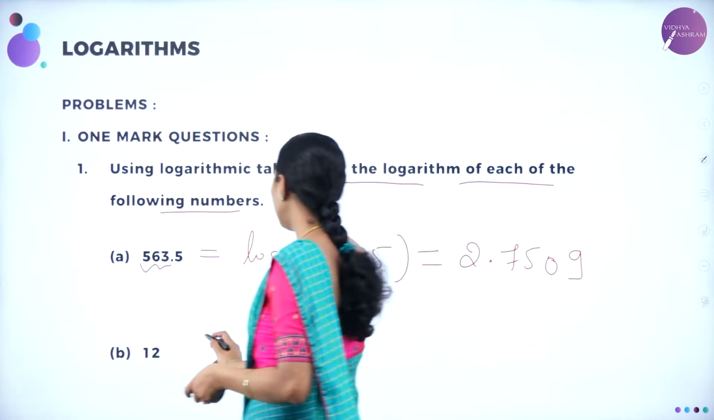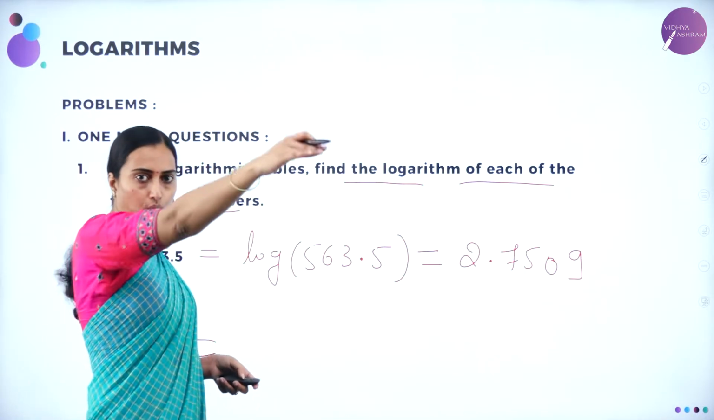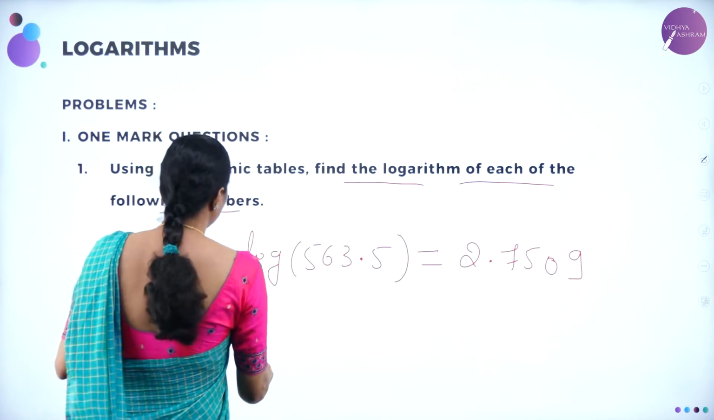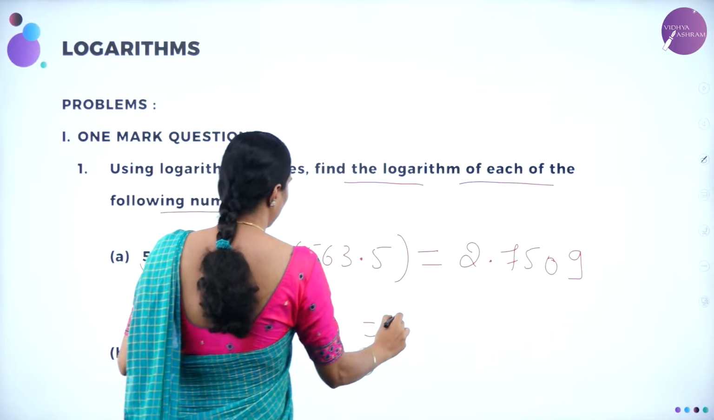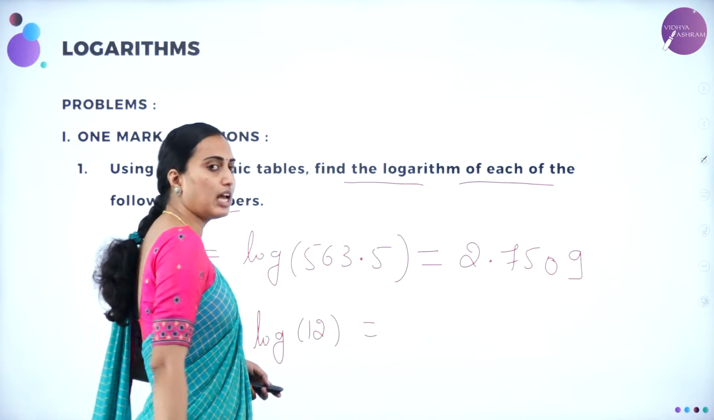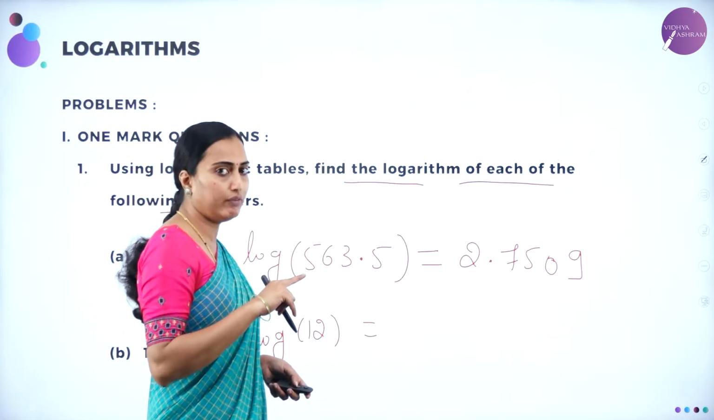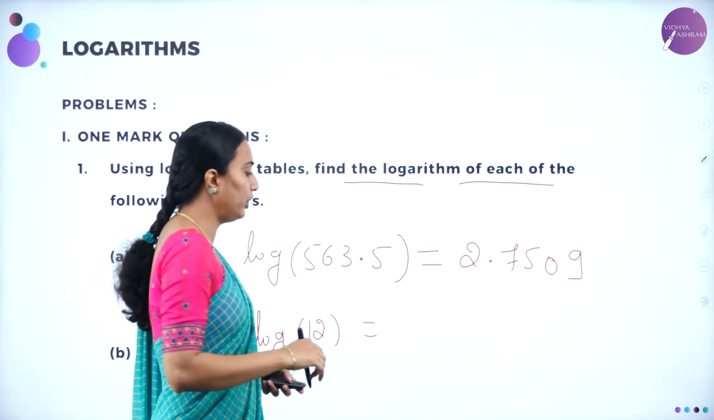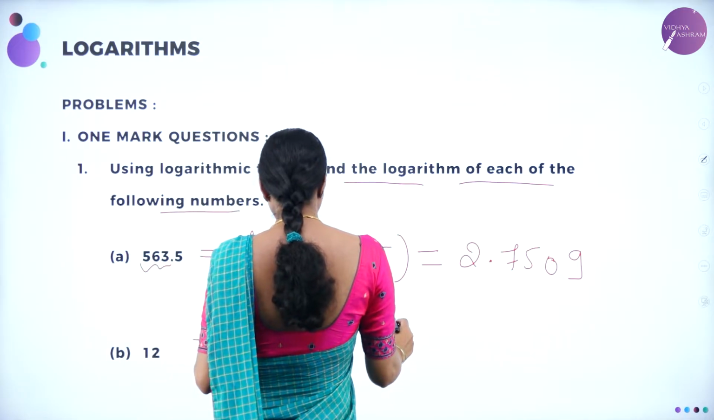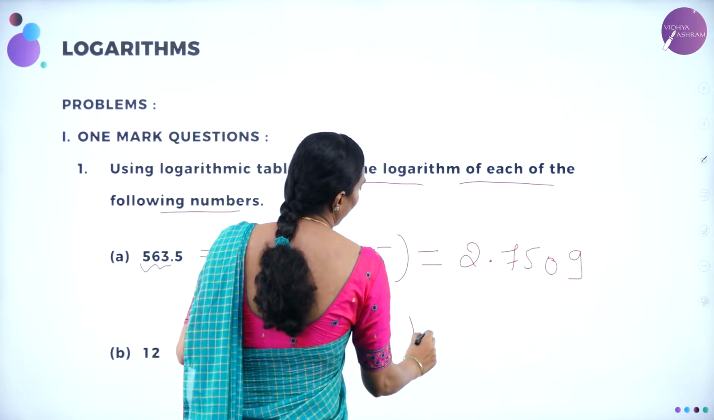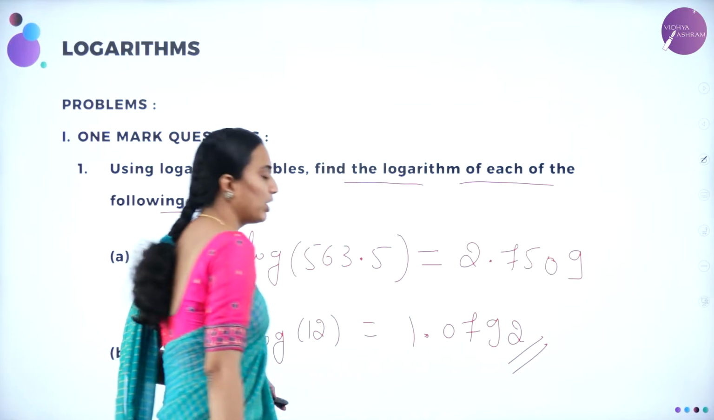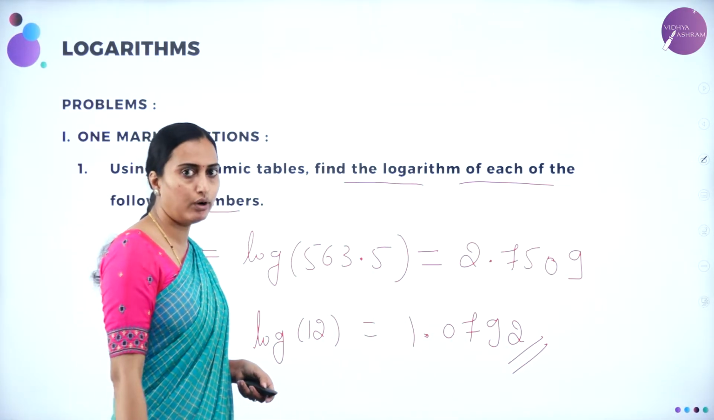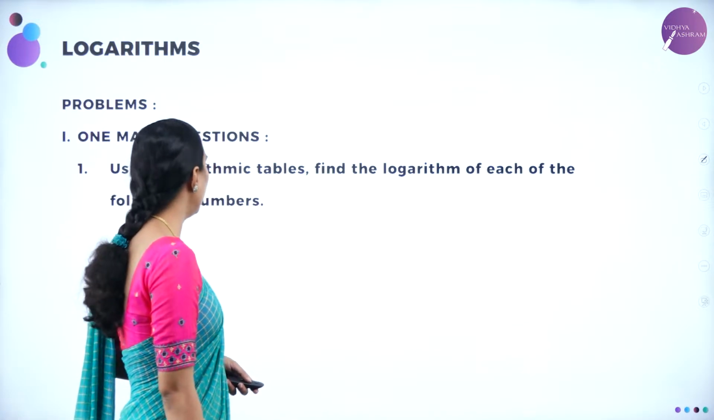So directly you find the 12th row in the log table. For log 12, the answer will be: 2 digits are there, so 2 minus 1 gives the characteristic 1, and you get 1.0792. This is your answer. You can check in the log table. Okay, we'll move on to the next one.